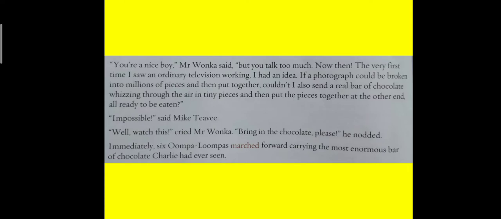Now here, when Mike said that that isn't how the television works, Mr. Wonka said that you're a nice boy, but you talk too much. Mr. Wonka continued, saying that when I saw first time how ordinary television works, I had an idea that why not send a chocolate bar into the air, whizzing through the air in tiny little pieces, and then put the pieces together at the other end, and then it will be all ready to be eaten, like the way he explained how a photograph appears on our television.